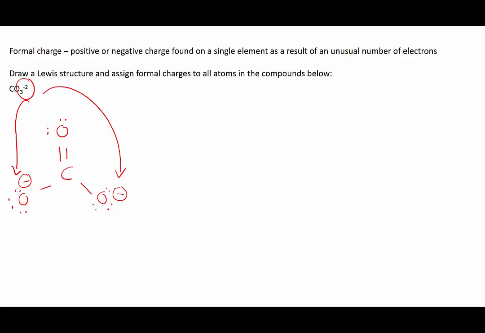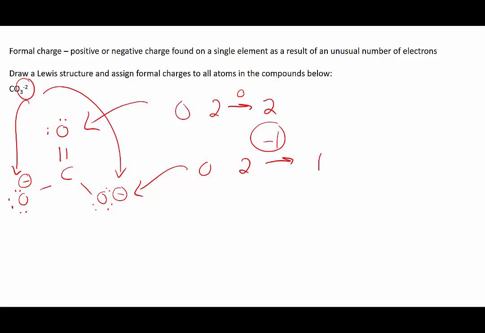If we want to use our shortcut, if we're looking at this first oxygen here, oxygen typically makes 2 bonds. It's making 2 bonds, so it has no formal charge. This oxygen here typically makes 2 bonds. In this case, it's making 1 bond. It is a formal charge of -1.